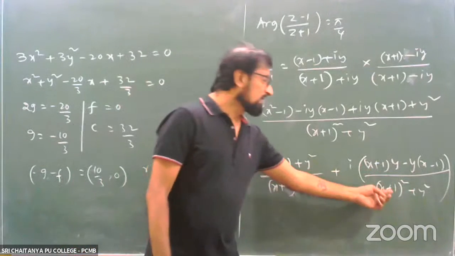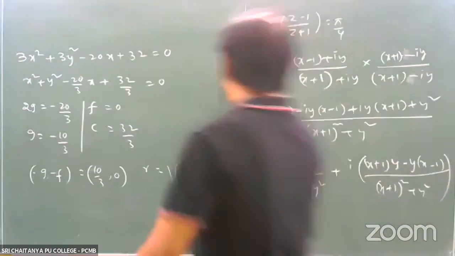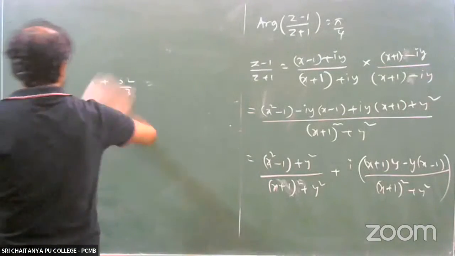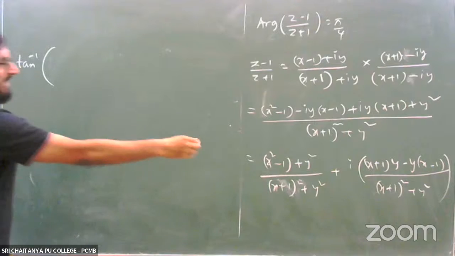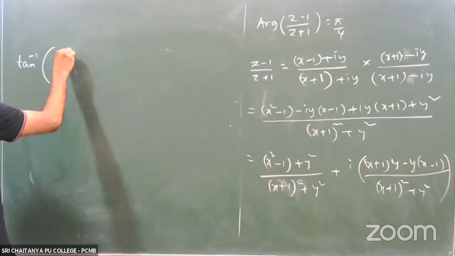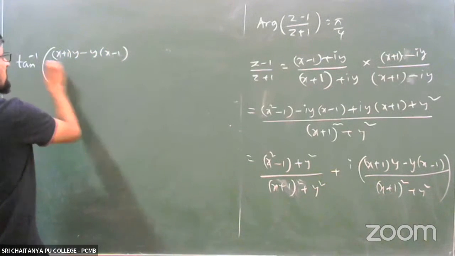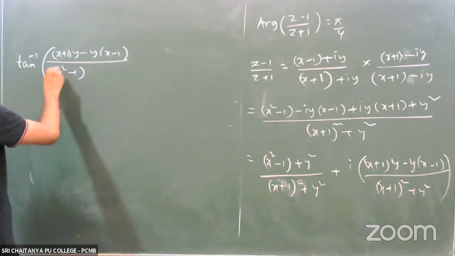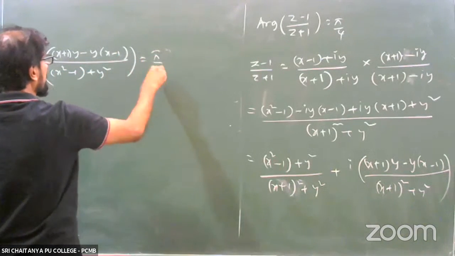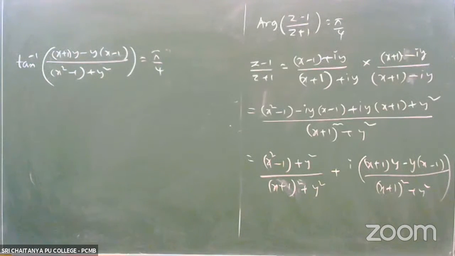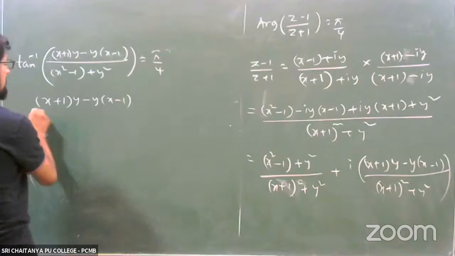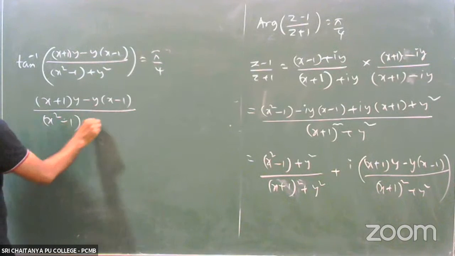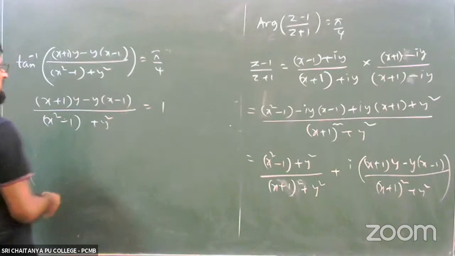If I do y by x, these two get cancelled. I am going to get tan inverse, which is equal to, he has given you, argument is equal to pi by 4, means tan inverse of y by x, I am going to write it directly: x plus 1 into y minus y into x minus 1 by x square minus 1 plus y square is equal to pi by 4. If the tan goes that side, tan pi by 4 value is equal to 1. So x plus 1 into y minus y into x minus 1 by x square minus 1 plus y square is equal to 1. Now do the cross multiplication and simplify.